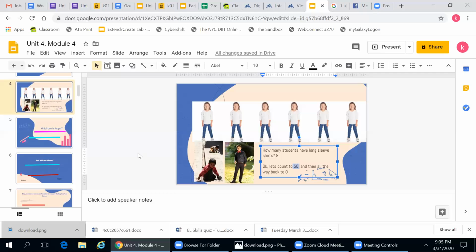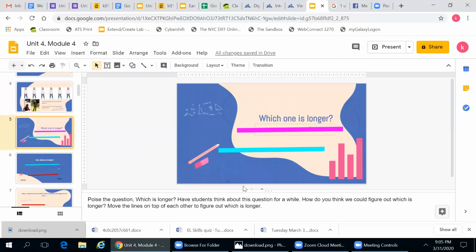Okay, so today, my friends, we are going to talk a lot about measurement, and we're going to talk about length, okay? So we're going to look at some things. We're going to look at something right now. And I have 2 lines on here. I have my purple line, and I have my blue line, okay?